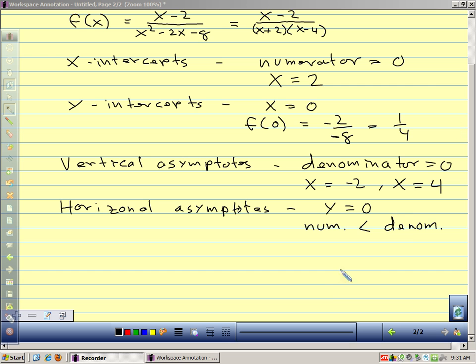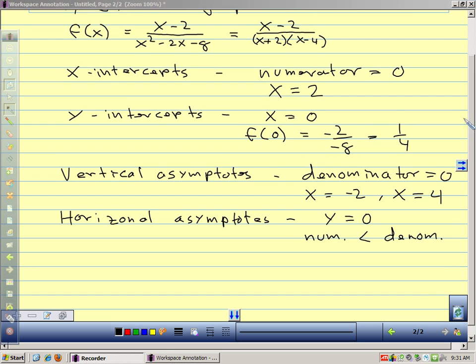Could you just say what happens if it's the other way around, if the denominator is smaller than the numerator? In that case we get no horizontal asymptote. What we end up with there is a slant asymptote, and we'll do an example of that as well.